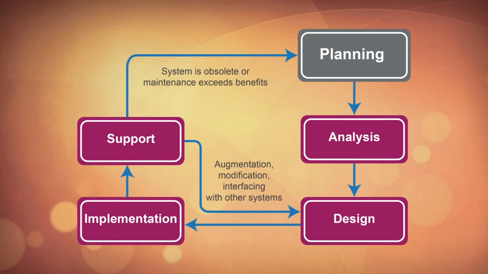Well, there is another concept of the system development life cycle. Now let's look at the new diagram given to you. This is an alternative way of looking at the SDLC. The phases are, the first one is planning, the second one is analysis, the third one is design, the fourth is implementation, and the last one, the fifth, is support.